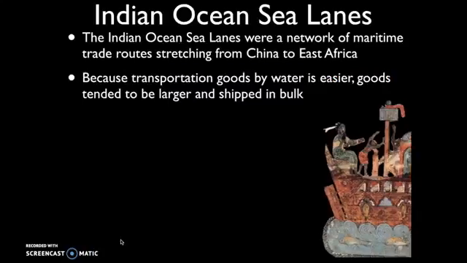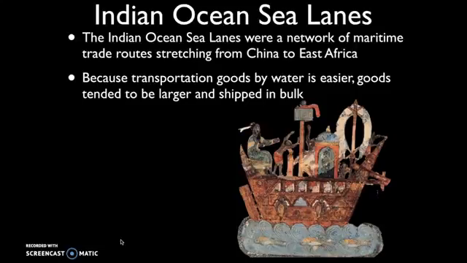Generally speaking, it's easier to ship goods over water. There's less energy involved because you're not relying upon muscle power, animal power, but instead relying upon wind and water. And so it's easier to transport goods. The transportation costs are less, and therefore the goods tended to be larger and shipped in bulk, as compared to Silk Road trade, in which you're talking almost exclusively about smaller, lighter weight luxury items. So here we're talking about large bundles of cotton, for example, coming from India. So that's a major difference between the Silk Road and Indian Ocean trade.